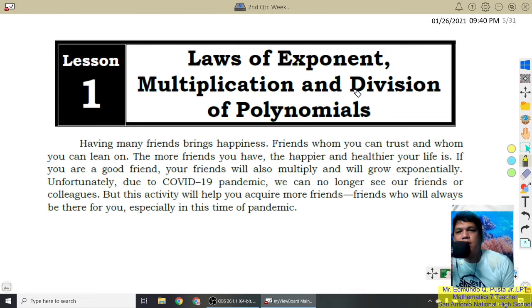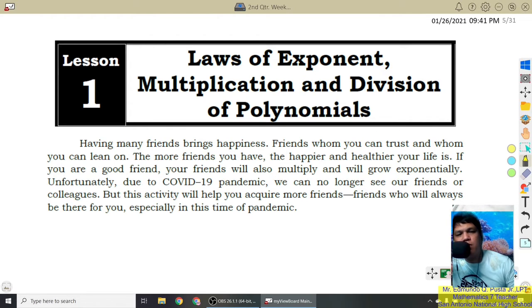To start with, we have the introduction on the laws of exponents. Having many friends brings happiness, friends whom you can trust and whom you can lean on. The more friends you have, the happier and healthier your life is. If you are a good friend, your friends will also multiply and will grow exponentially. Unfortunately, due to the COVID-19 pandemic, we can no longer see our friends or colleagues, but this activity will help you acquire more friends, friends who will always be there for you, especially in this time of the pandemic.